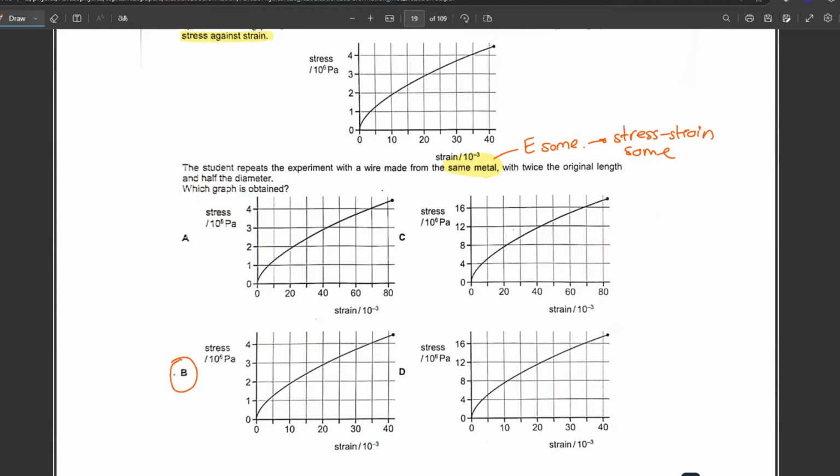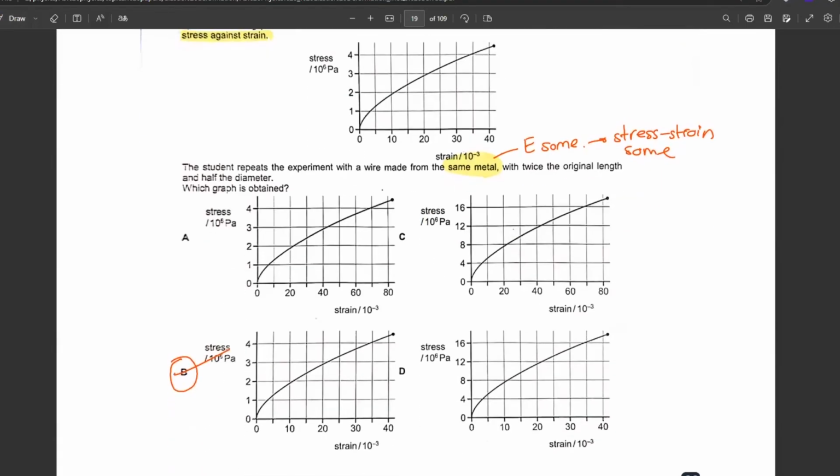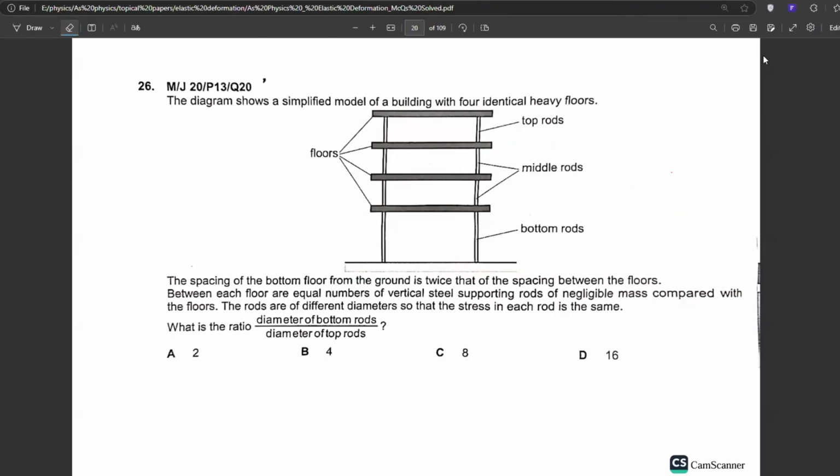B is your answer. And if you see this question number 19 and check in the marking scheme, the answer of 19 is B. This looks like a complicated question, but if you realize that same metals will have the same Young's modulus and same stress strain graph, then you don't need to study the entire question. Okay, let's see this question.